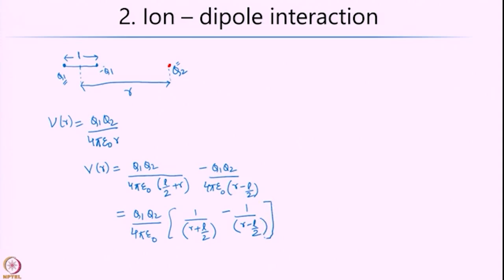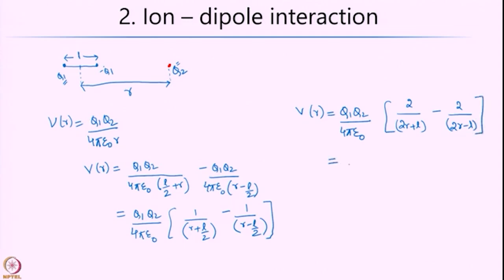Right. So now let's look at this part and see if we can simplify this further. So V of R is equal to Q1 Q2 divided by 4 pi epsilon naught, and the 2 goes up, so then I would have 2 divided by 2R plus L minus 2 divided by 2R minus L, right? So what I could do is take out the 2 outside of the bracket. So then I'm left with 2R plus L and 2R minus L.